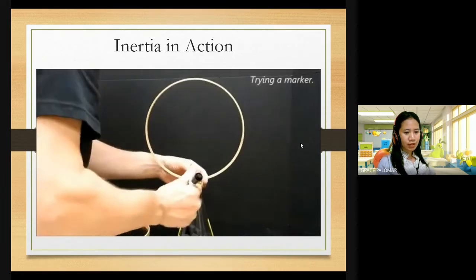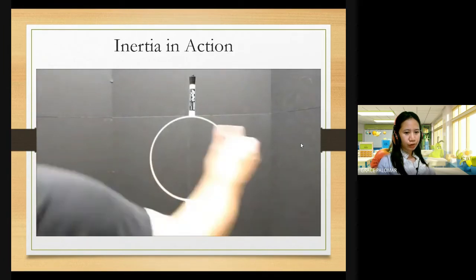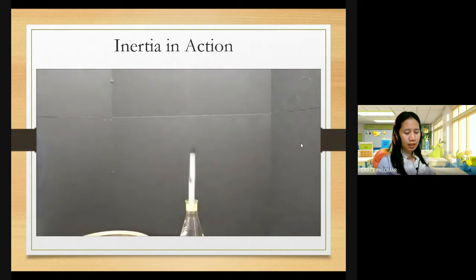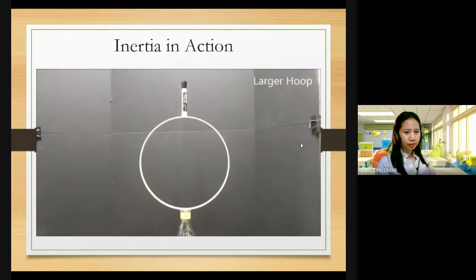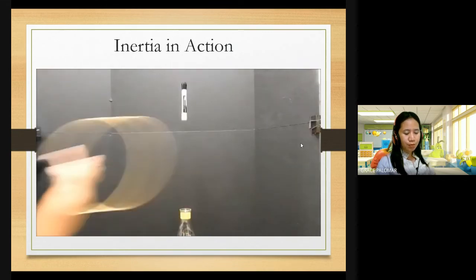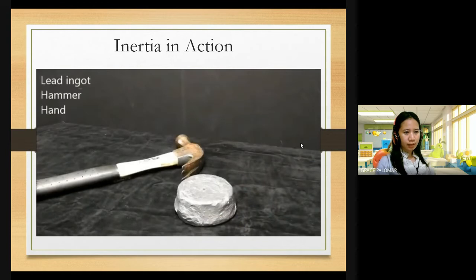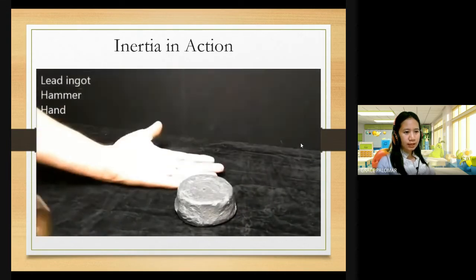Then another example, try a marker. So very good. There a marker will still be in place and it just fell down due to the force of gravity. So what happens if you use a larger hoop? The same will apply. Another one is the lead ingot hammer hand.